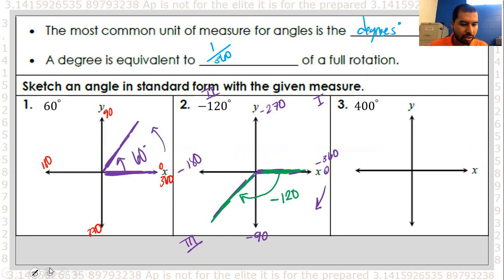Okay. How about 400? So go ahead and pause the video and try to determine where this angle will land.